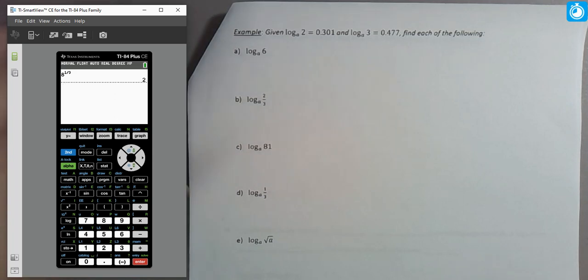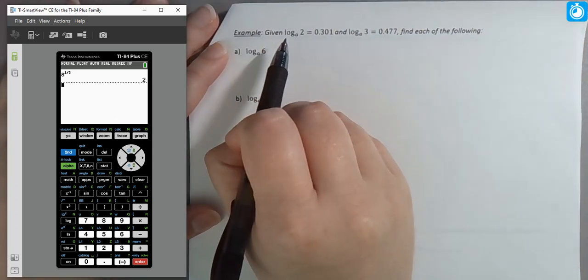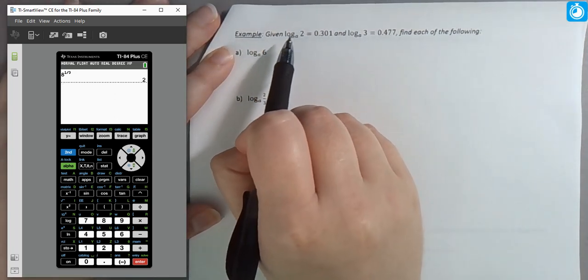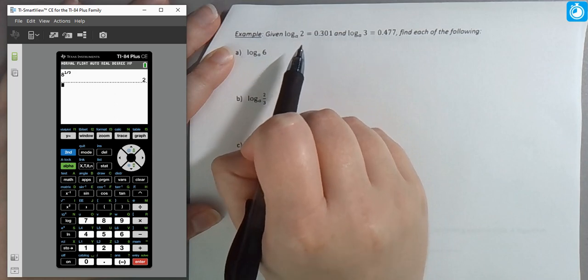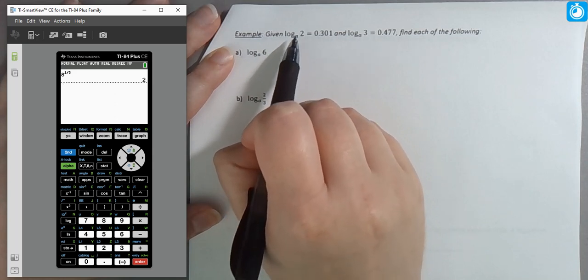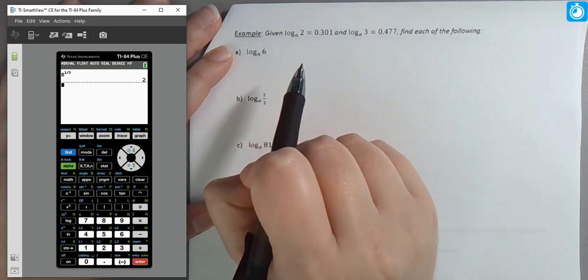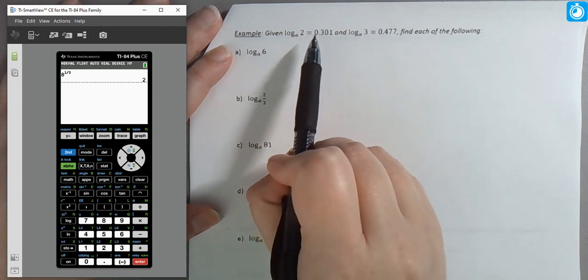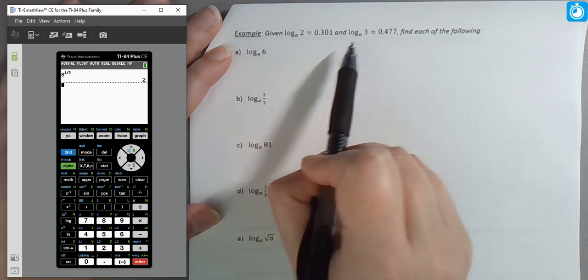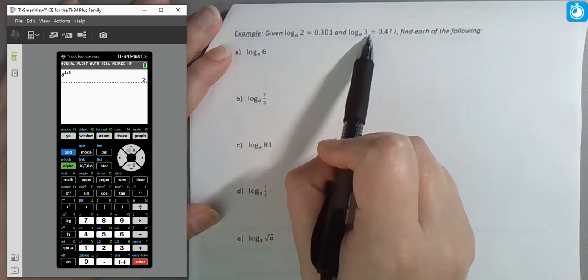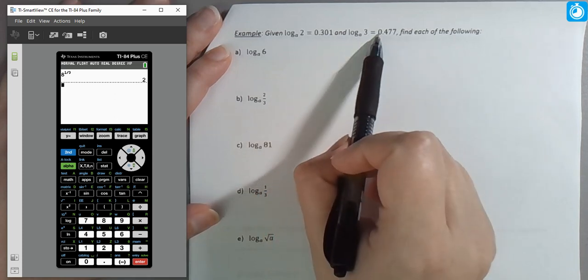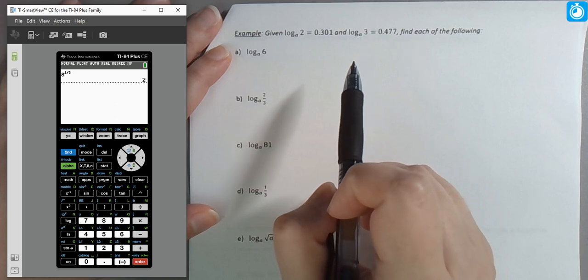So here we've been given some information about a couple of different logarithms. We've been told that the logarithm base a of 2, notice we don't know what the base is, we've just been told that it's the base a. The logarithm base a of the number 2 is 0.301, and the logarithm base a of the number 3 is 0.477.